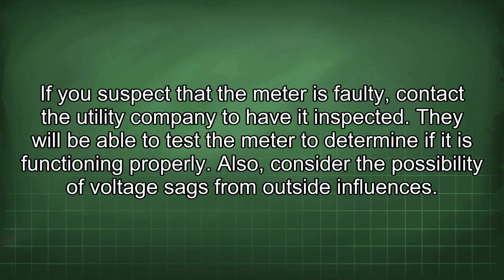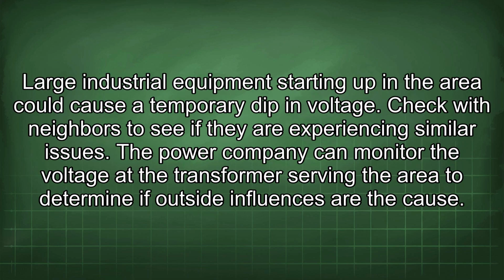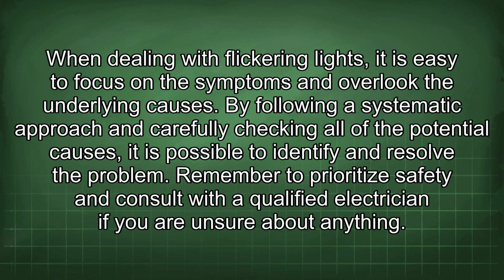Also, consider the possibility of voltage sags from outside influences. Large industrial equipment starting up in the area could cause a temporary dip in voltage. Check with neighbors to see if they are experiencing similar issues. The power company can monitor the voltage of the transformer serving the area to determine if outside influences are the cause. When dealing with flickering lights, it is easy to focus on the symptoms and overlook the underlying causes.